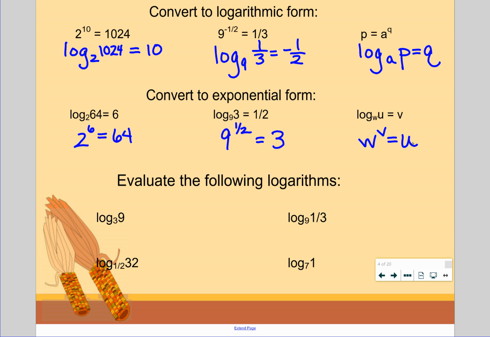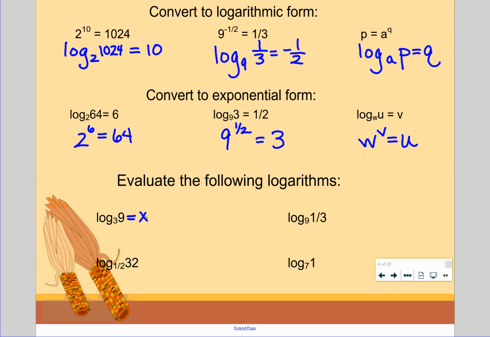All right. Questions there? Writing logs as exponents, exponents as logs. Great. Moving on. Evaluating a log. We're trying to find log base 3 of 9. Okay, let's say I'm making an equation. Set it equal to x. We're trying to figure out what does it evaluate to? What does it equal? So we're going to solve for x.